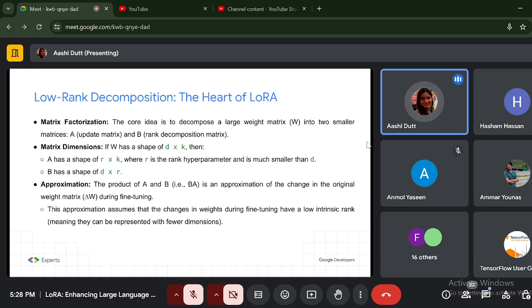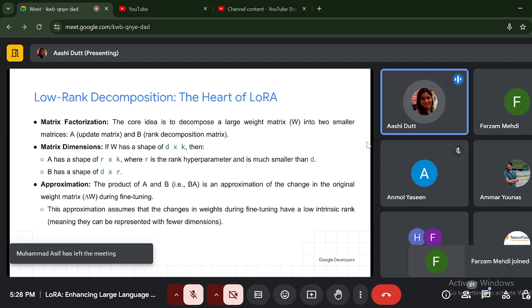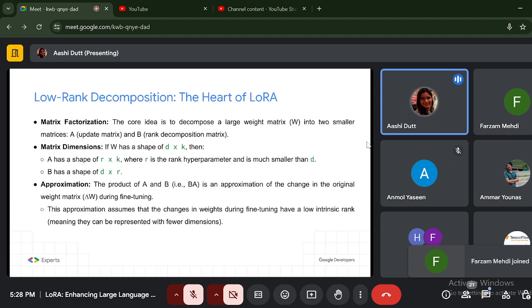So what does this do is, if your original weight matrix, that is W, your original model, has a weight matrix of shape D cross K, then your A matrix should have a shape of R cross K, and your B matrix should have a shape of D cross R. And R is the rank hyperparameter here. I'll show you the figure and you'll understand it much better.